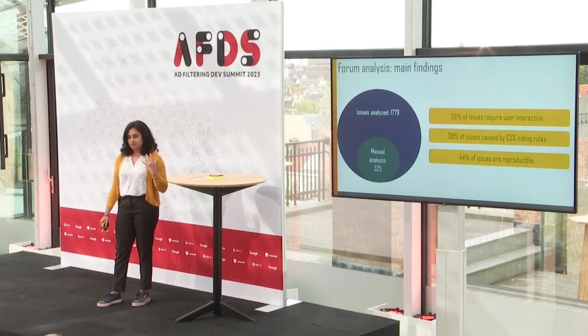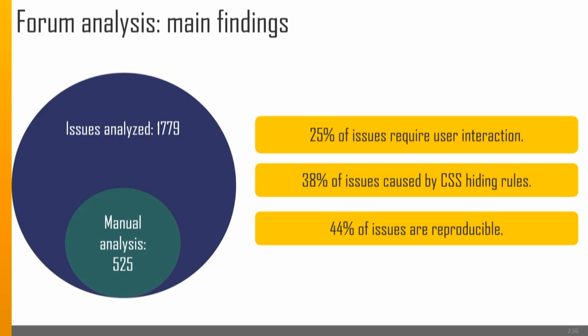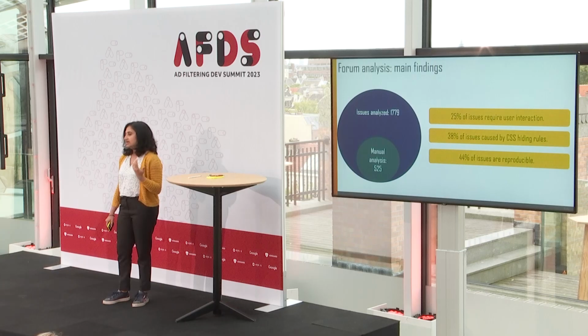And a few interesting issues that we saw was that the first one is that a quarter of the issues that we analyzed actually require some form of user interaction to trigger breakage. That means that if we need to develop any kind of automated system, that needs to involve some degree of user interactivity in order to trigger the breakage in the first place so that it can be detected.